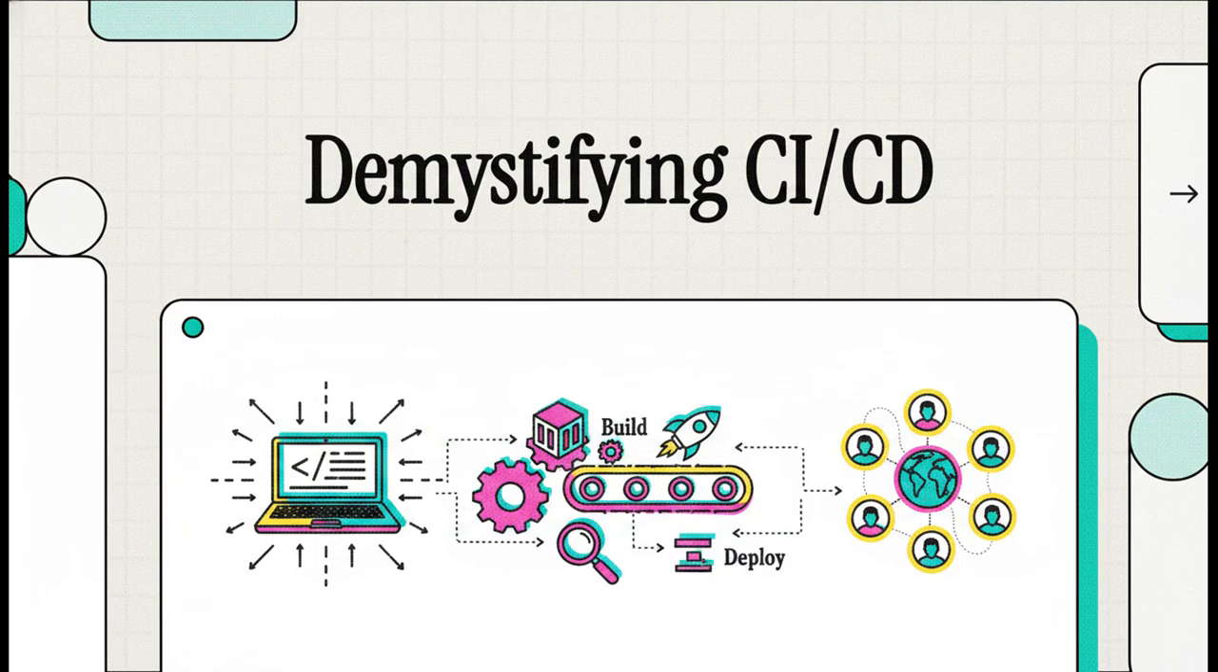Today, we're going to trace the incredibly fascinating journey of how a simple line of code travels from a local laptop all the way to users across the globe. We hear buzzwords like CI and CD tossed around all the time, but today, we're going to really break down what they mean and why they are the absolute backbone of modern software engineering.